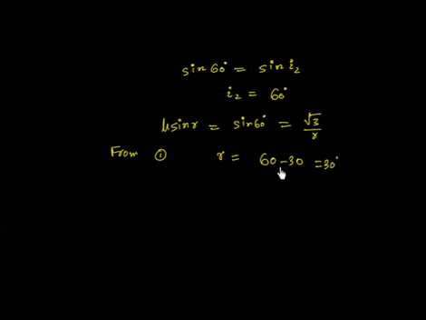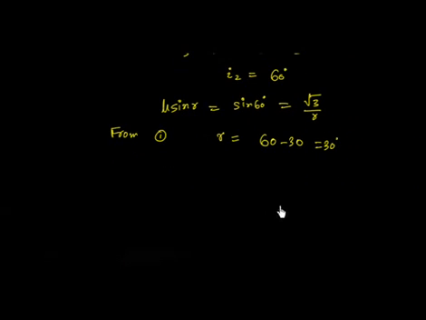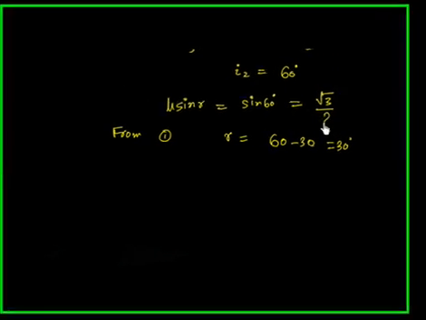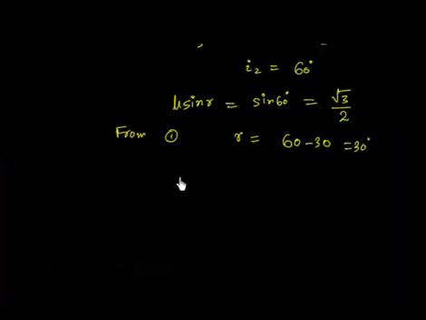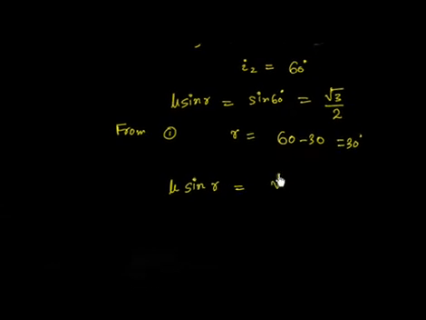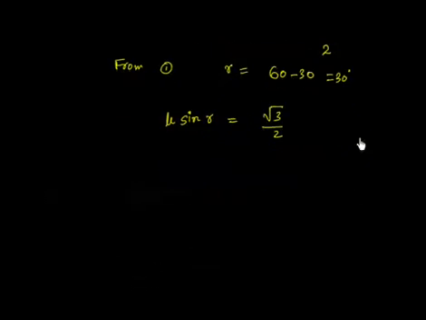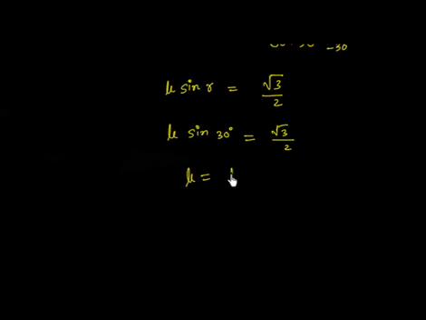So this means if r is 30 degree, you can calculate mu. From this equation, mu into sine r is equal to root 3 by 2, and r is 30 degree. So mu sine 30 degree is equal to root 3 by 2. Now sine 30 is 1 by 2, so mu is equal to root 3. So in this case, refractive index of the glass surface is root 3.